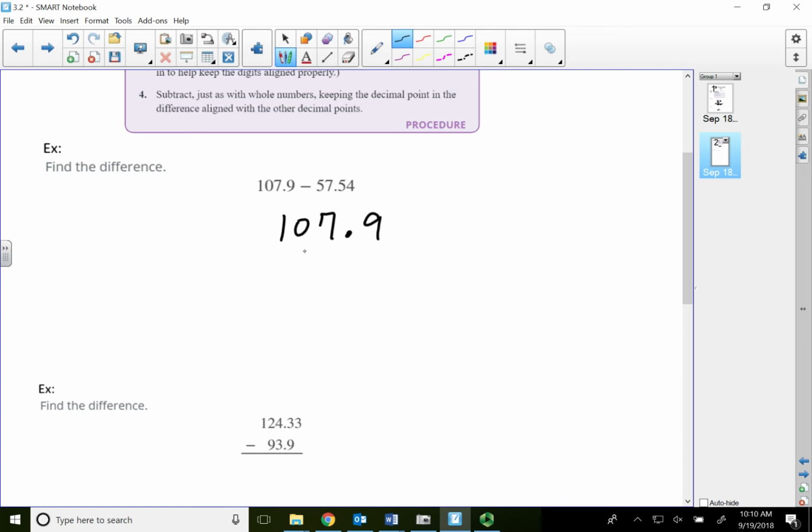So I'm going to have my 107.9 on the top, subtracting 57.54. Here I'm going to begin to write my zero in, because when it comes to subtraction, we have to borrow. Make sure you're writing the zeros, especially in the numbers up top, where I have place values that need a zero. So 0 cannot subtract 4, so the 0 has to borrow from the 9, which becomes 8. When this 0 borrows, it borrows 10. So right away, 10 minus 4 is 6.